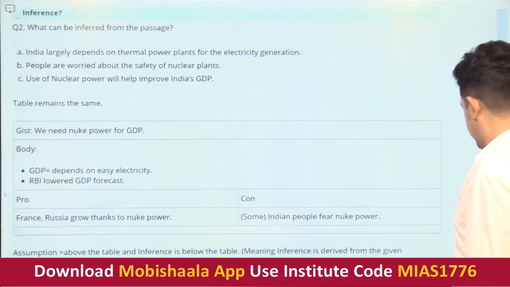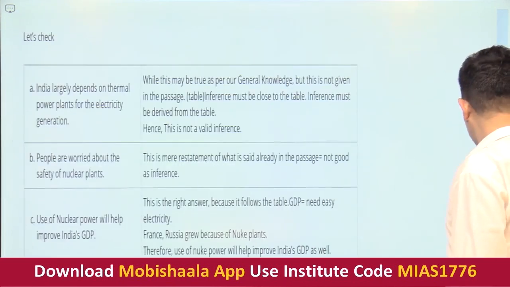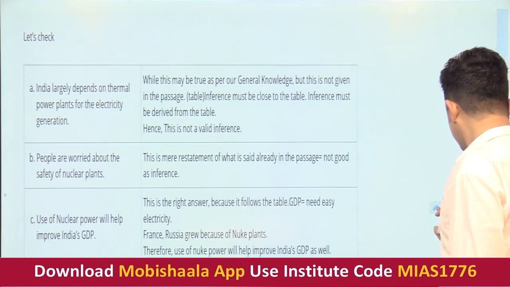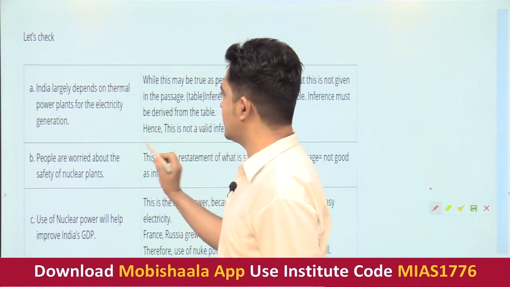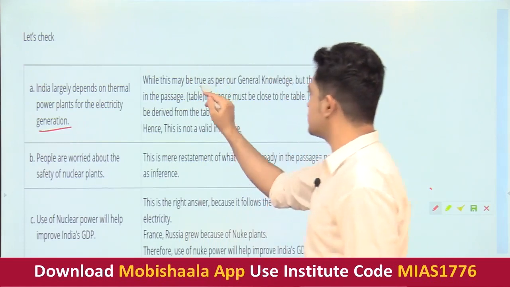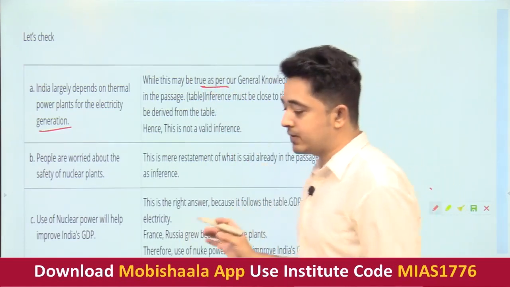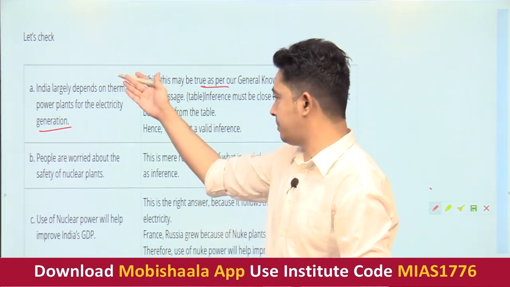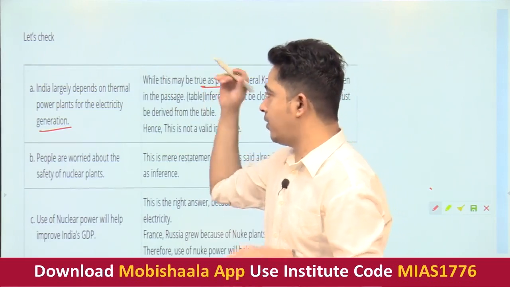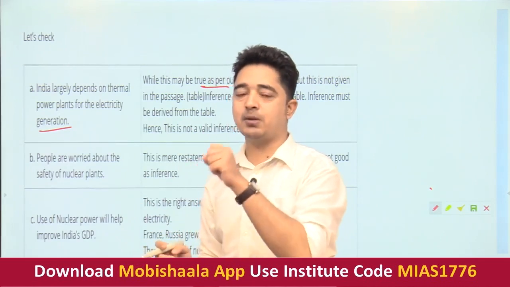Here it is, an inference question. Now let's check it. India largely depends on thermal power plants for electricity generation. While this may be true as per our general knowledge, it is not given in the passage. Sometimes, if the passage is not talking about a particular subject, then we do not need to choose that option.